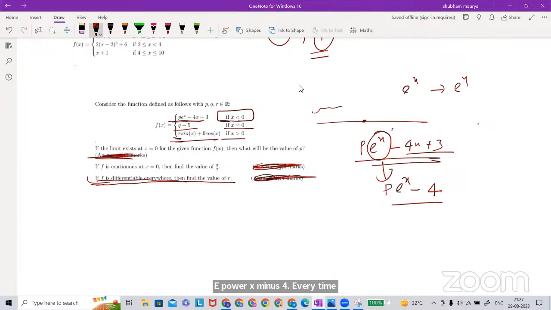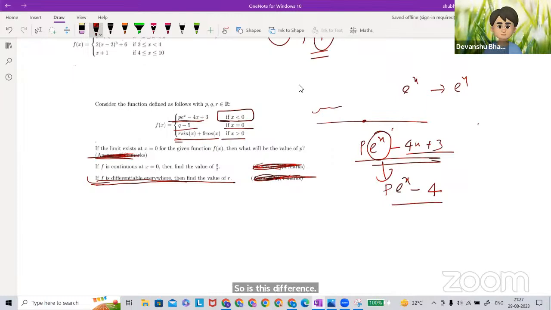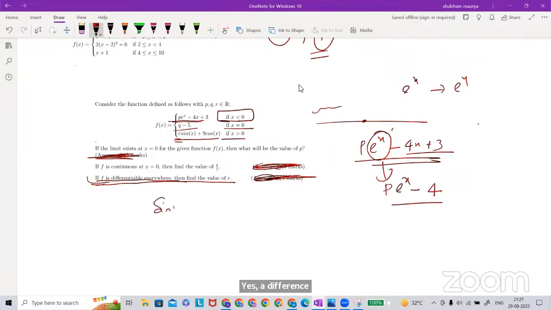The function is differentiable for the right when x is greater than 0. Everywhere when the value is greater than 0, the function is having sine. So is this differentiable? Yes, sir, differentiable. It is also differentiable because we have sine function. Sine is everywhere differentiable. So if you take the derivative of this when x is greater than 0.